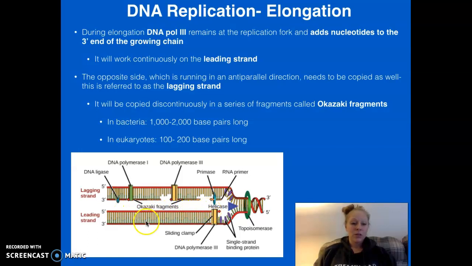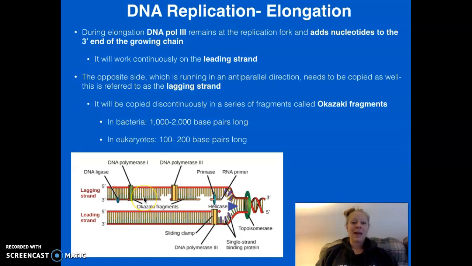However, if we notice, since the sides are anti-parallel, this is a 3' to 5'. The other side of our conserved molecule is going to be 5' to 3'. And so if DNA polymerase 3 can only read in a 3' to 5' direction, it's going to have to add on in segments. And so we call those segments Okazaki fragments.